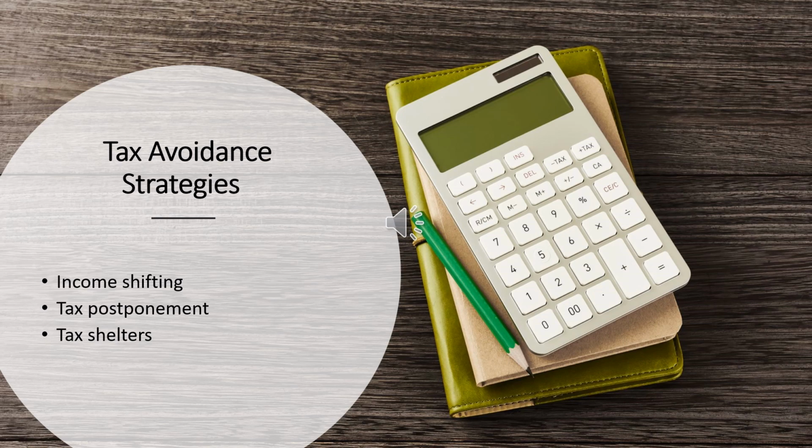Tax avoidance, according to the textbook, entails taking full advantage of the provisions of the tax code to reduce one's tax obligations. There are several tax avoidance methods, but the 3 I will focus on today include income shifting, tax postponement, as well as tax shelters.